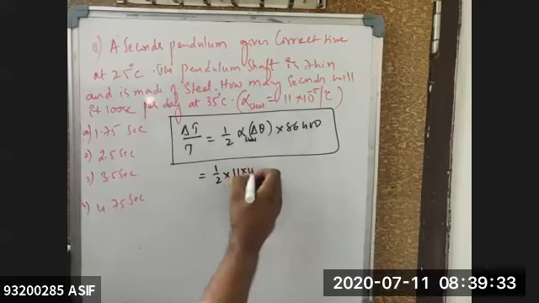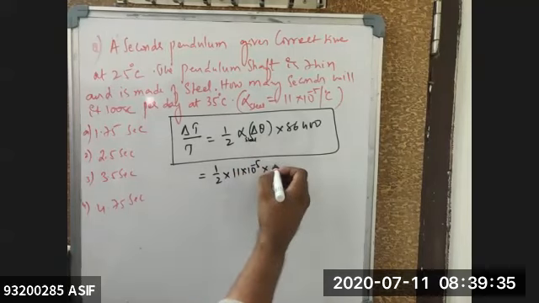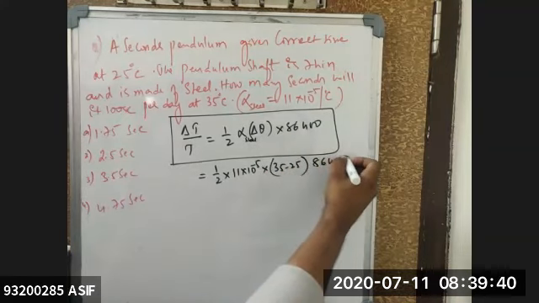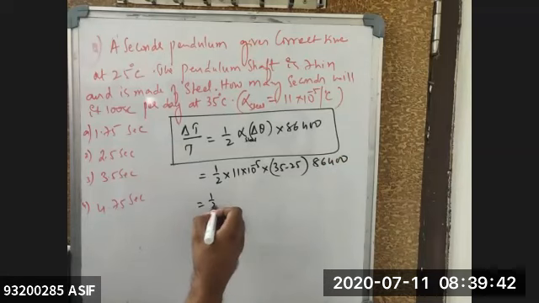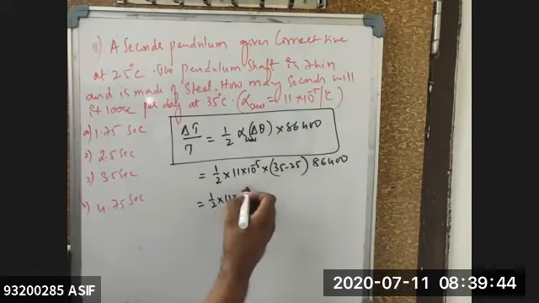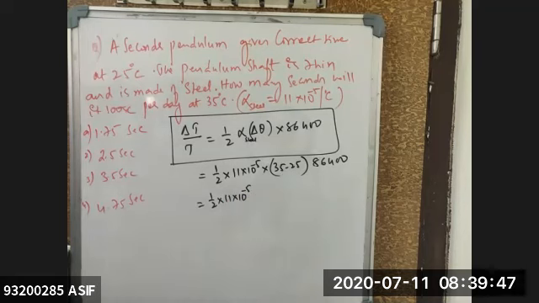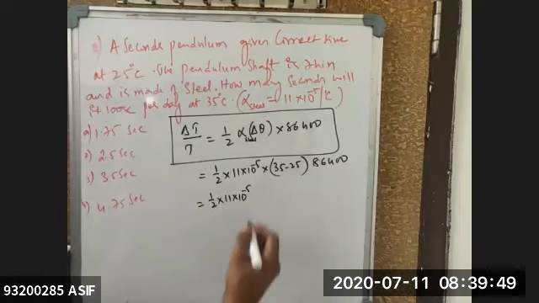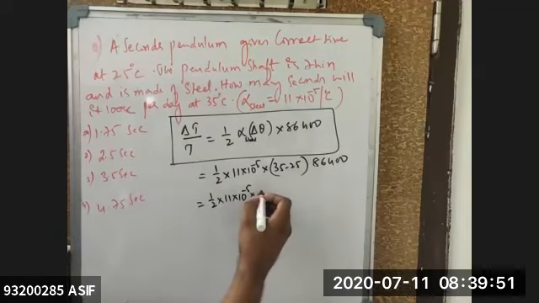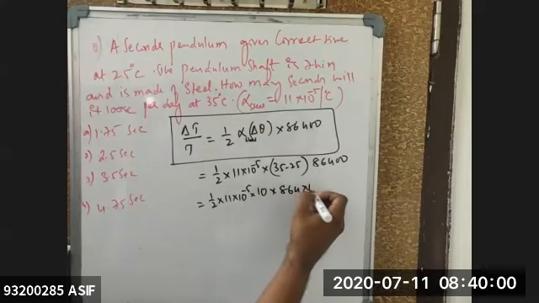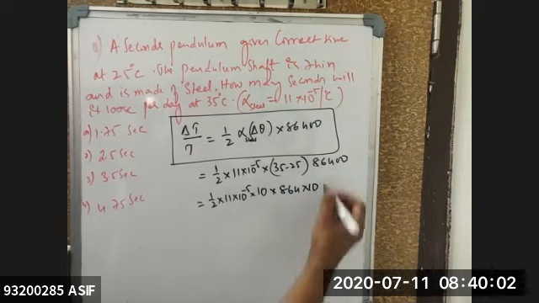Here, half into alpha of steel, which is 11 into 10 to the power of minus 5, into temperature difference 35 minus 25, into 86,400 seconds. So it is equal to half into 11 into 10 to the power of minus 5 into 35 minus 25, which is 10, into 864 into 100, which can be written as 10 to the power of 2.